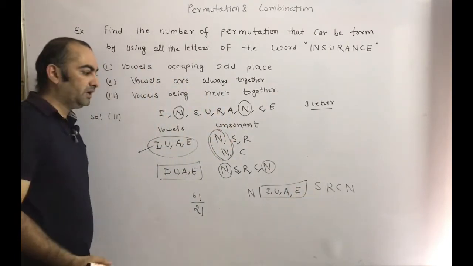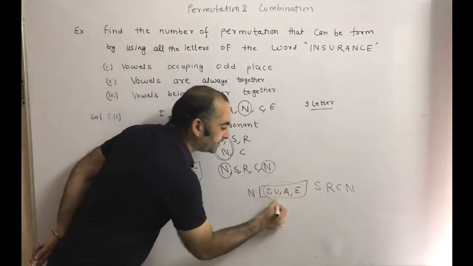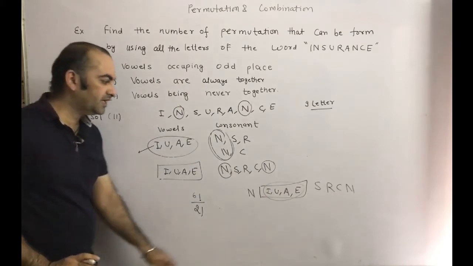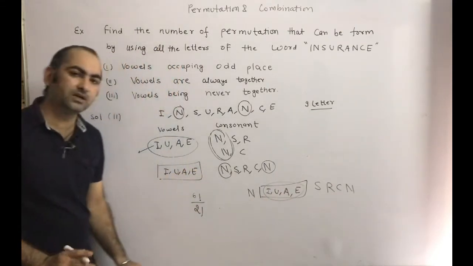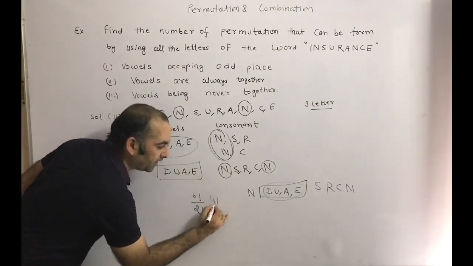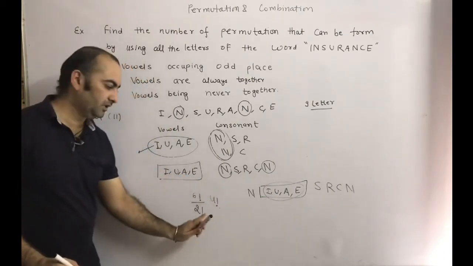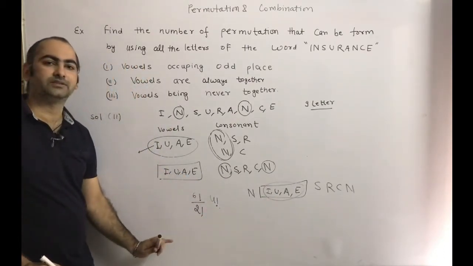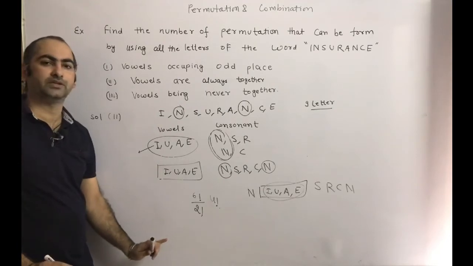Now inside the box these 4 letters can be interchanged in 4 factorial ways. So the arrangement of these 4 vowels is 4 factorial. And all are distinct, so we have to take only 4 factorial. So this is your answer. Here all vowels are together.